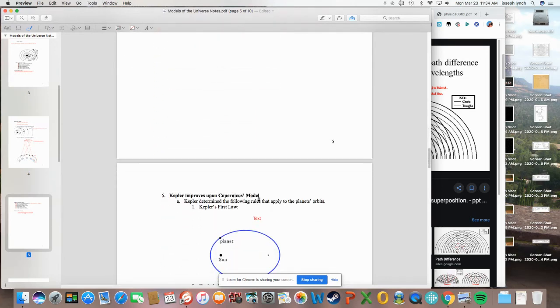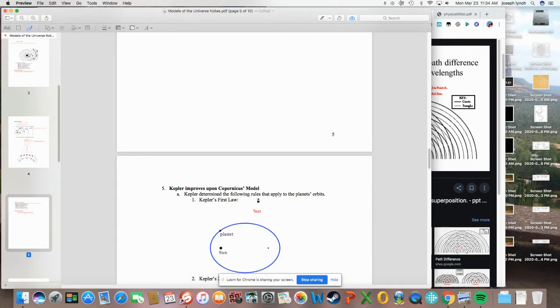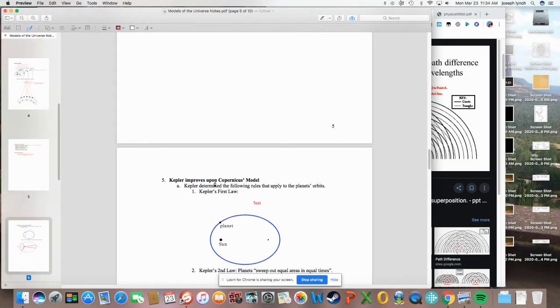So the next person that came along was Kepler. And Kepler improved on Copernicus's model. And the first thing he did was he had very, very precise measurements, and he found that the planets orbit in ellipses, not circles, with the sun at a focus.